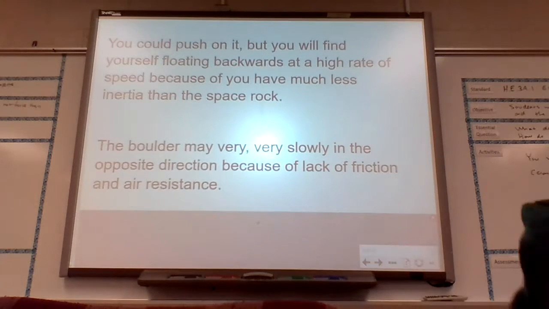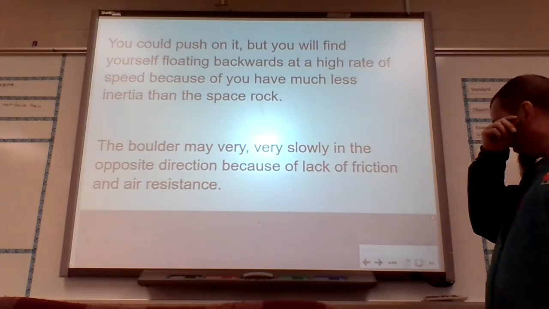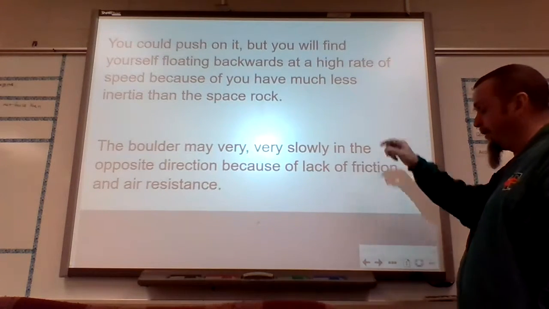And again, if you tried to push on a 1-ton boulder in space, you would just push yourself backwards. That's Newton's third law. We'll talk about why that happens when we get to the third law. But you just push yourself backwards. That's all that would happen. If the rock moved forward at all, it would move very, very slowly, and that's only because there's no friction, no air resistance up there to stop it. On Earth, it wouldn't move at all because there'd be friction, and you wouldn't be able to push hard enough to overcome that friction. But in space, because there is no friction, it may move a little bit, but by far and away, you're going to move more.